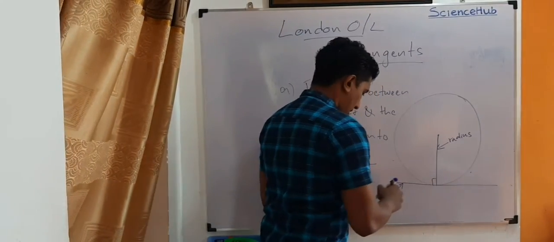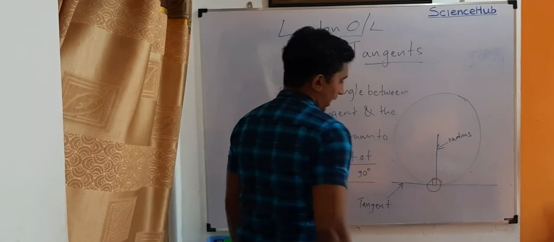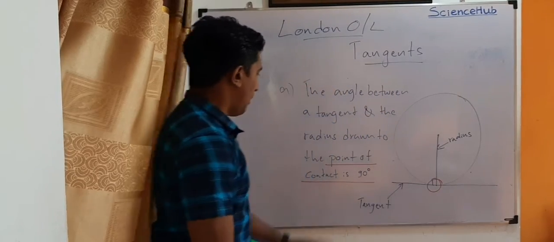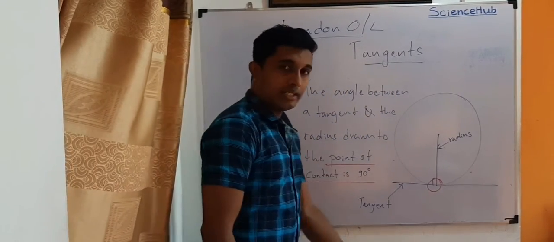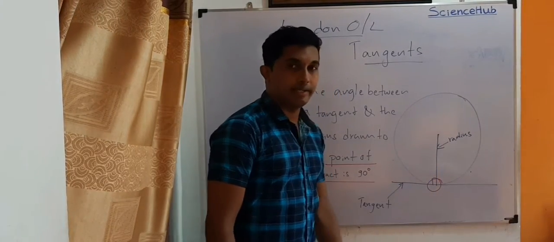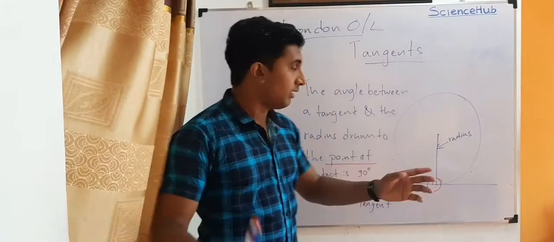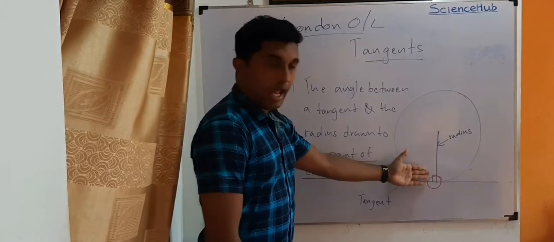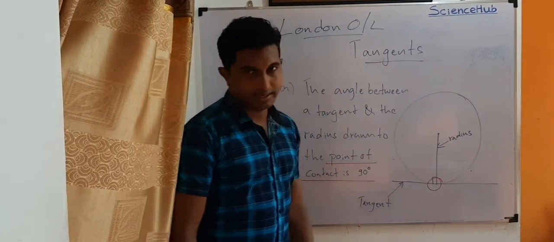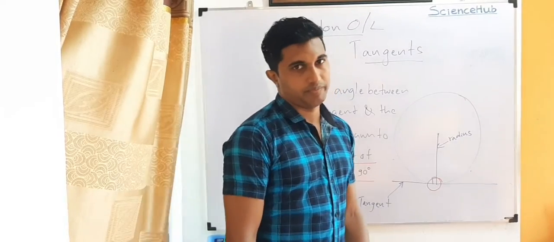This one in here, this is the point of contact. This point is the point of contact, and the angle at that point is 90 degrees. Okay, it is a very easy one. The angle between a tangent and radius is equal to 90, very simple.